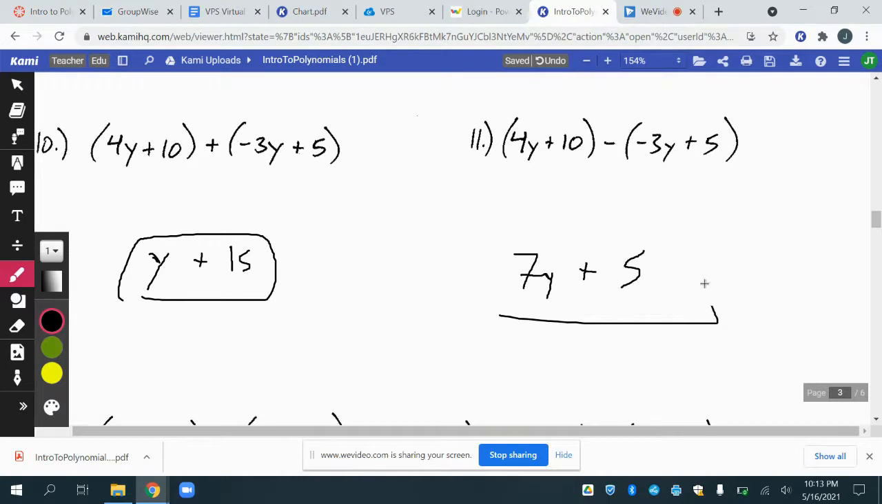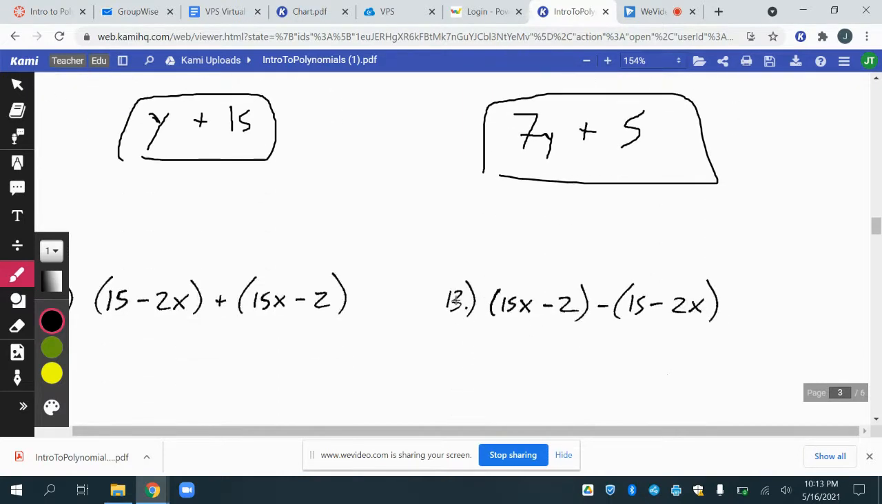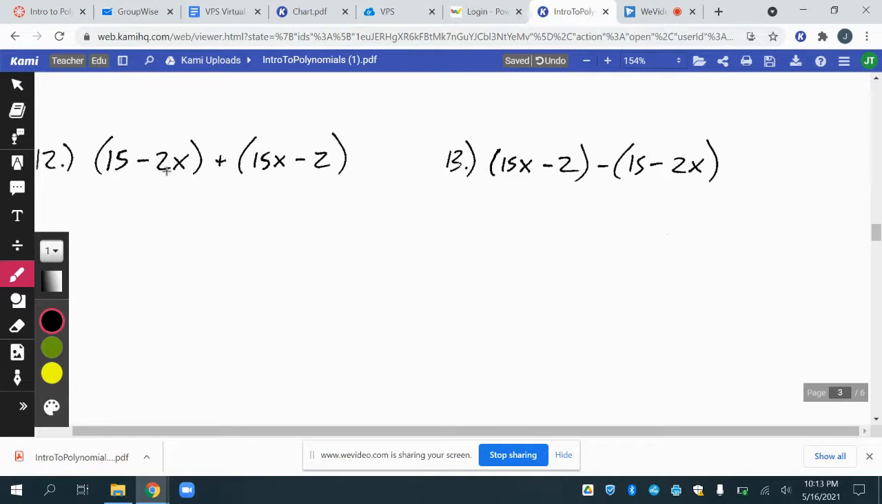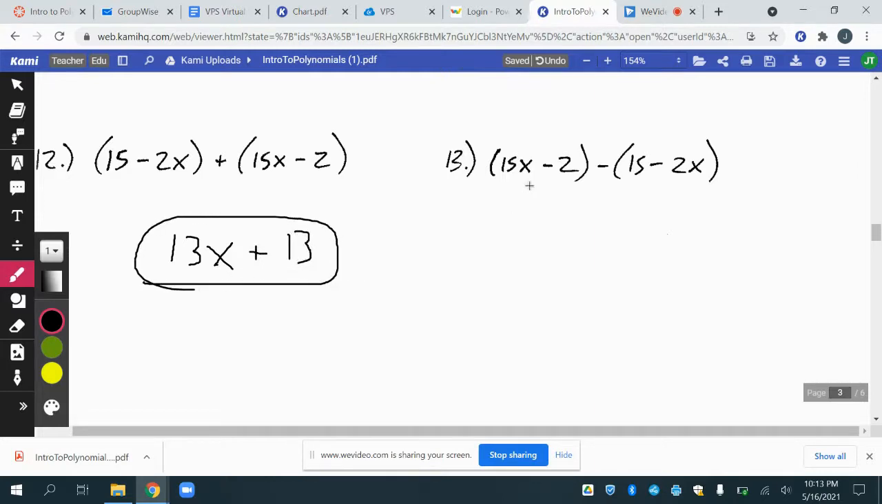10 minus 5 is 5. 15. Let's see. Negative 2x plus 15 is 13x. 15 minus 2 is 13. 15x minus negative 2x is plus, so that's 17x. Negative 2 minus 15 is negative 17.